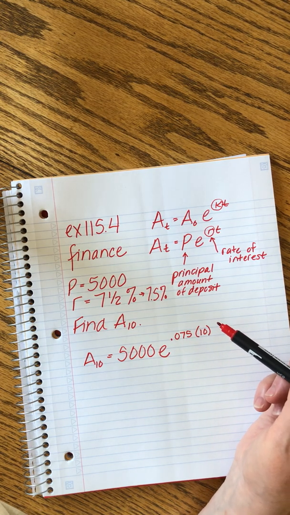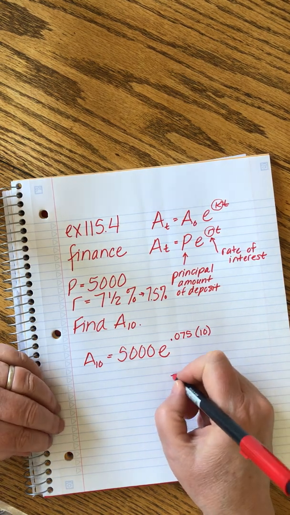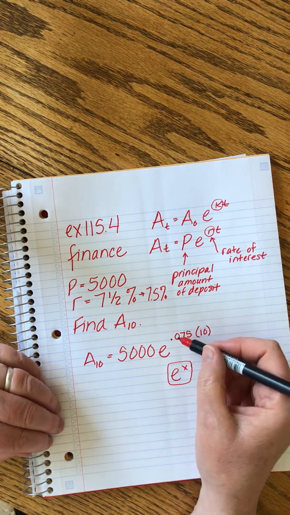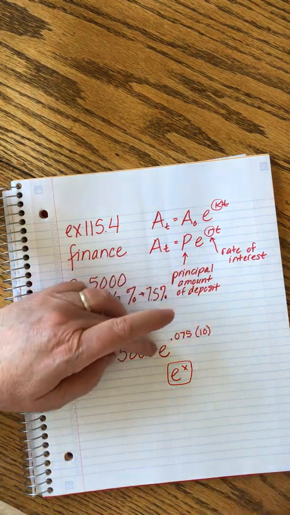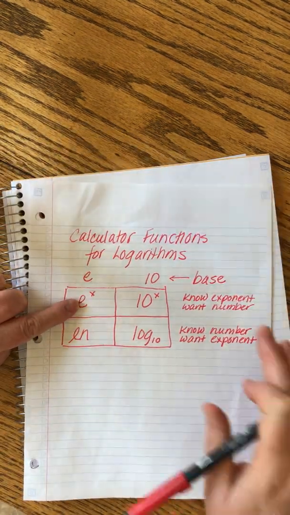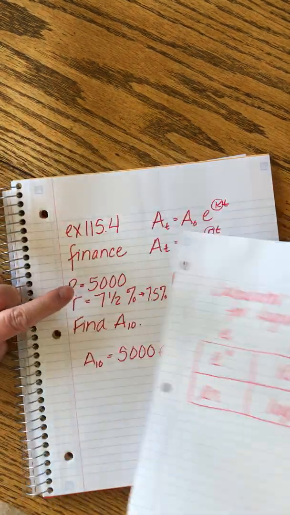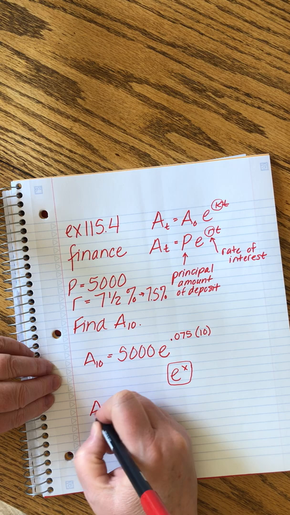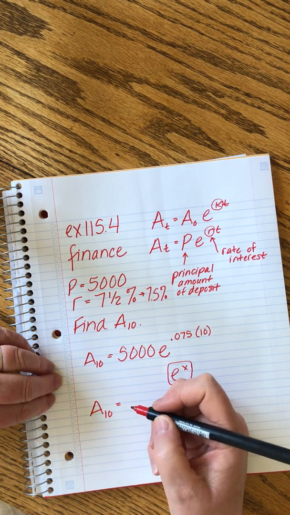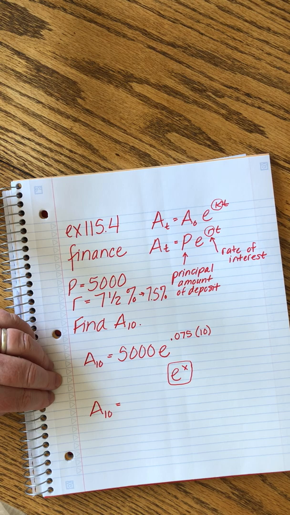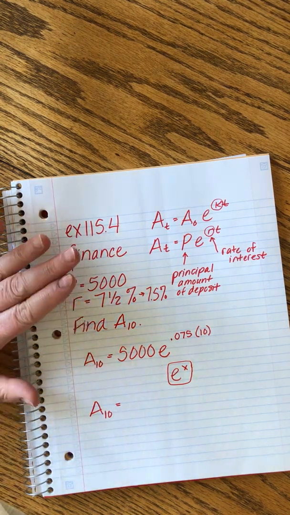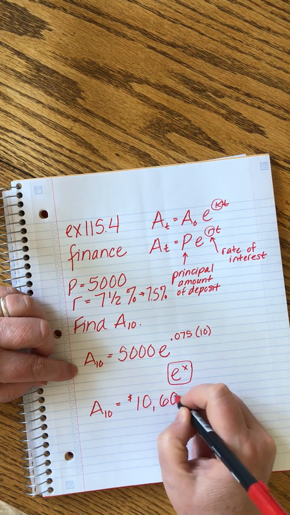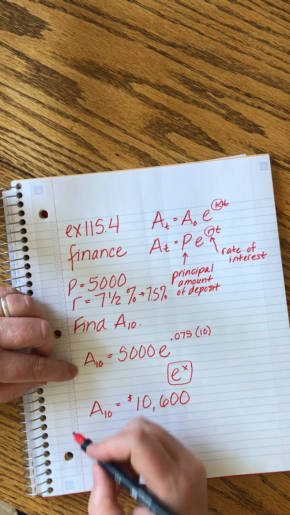So grab your calculator and we work backwards. Again, this is going to involve this key. We'll multiply 10 times 0.075. That's the exponent that we want on E. So we'll use this one. We know the exponent. We want the number. We get that button, and then we multiply by 5,000. And what we will find is the amount of money that our friend Roger has in his savings account. He puts in the $5,000 and he just leaves it for 10 years. And look what happens. He's doubled his money and then some.